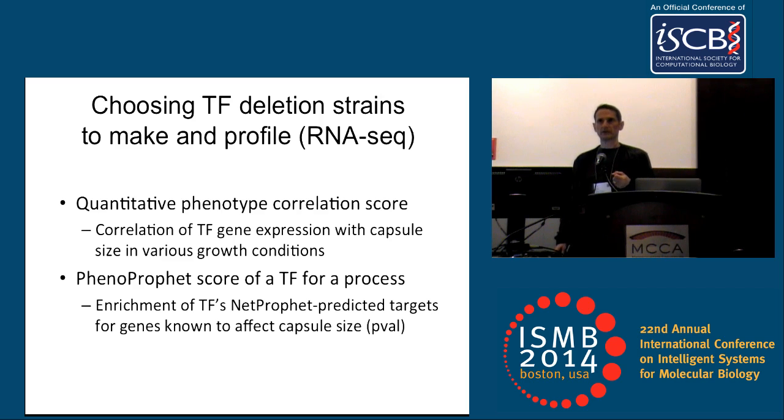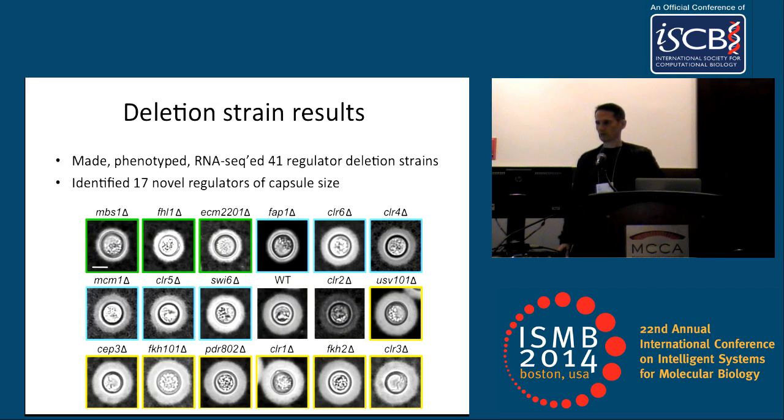And then we later developed a method that is about to be published that we call PhenoProphet. It's very simple. What it does is it takes the NetProphet predicted targets of a transcription factor and calculates how enriched they are for genes that are already known to be involved in the process of interest. We rank order transcription factors according to that enrichment, and then we go down the list and start deleting them. What we find is that a surprisingly large number of them turn out to be involved in the process of interest. So in all, the Doering lab made 41 transcription factor deletion mutants.